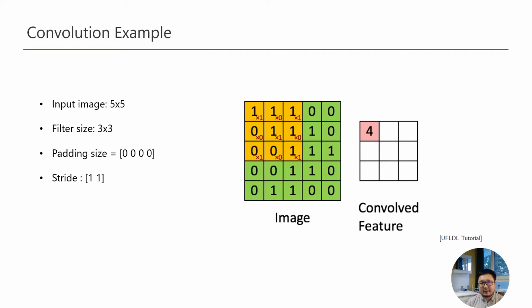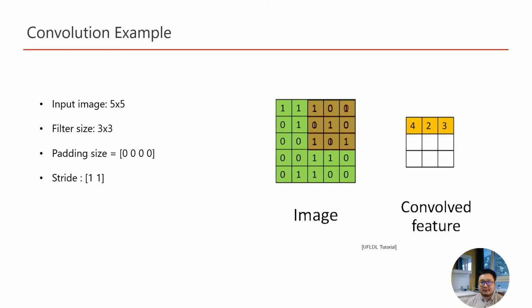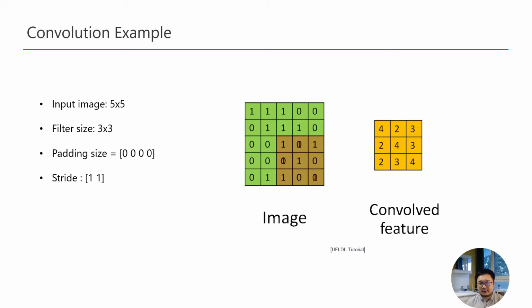So now here we get our first value in the convolved features, which is 4, and then we just continue. We slide the filter to the right by 1 pixel, and we get 2 as the second value, and then we move it to here, and we have 3. Now we are done with the horizontal, so we need to move vertically by 1 pixel, and now we get the value of the second row, which is 2, and so on and so forth. By the end, when we finish scanning the whole image, we'll get our convolved features.